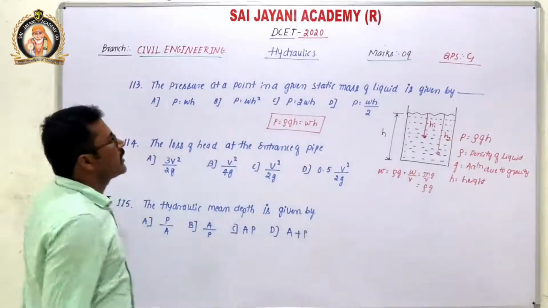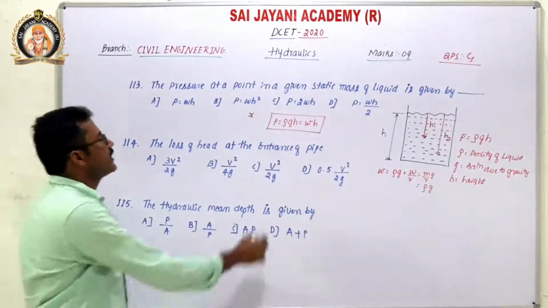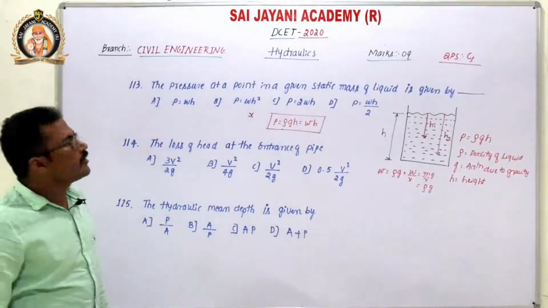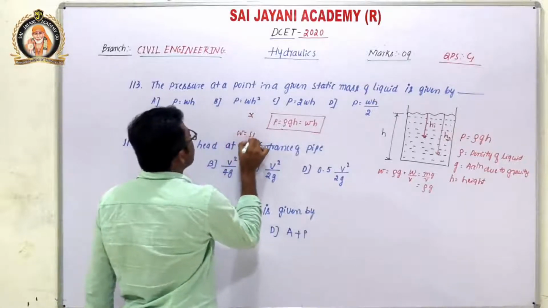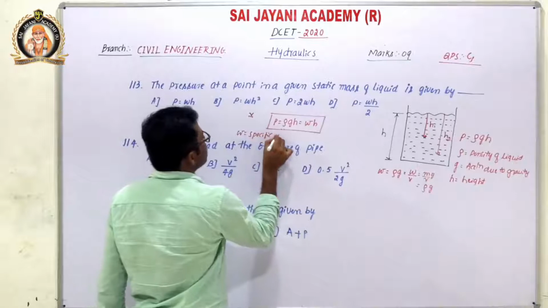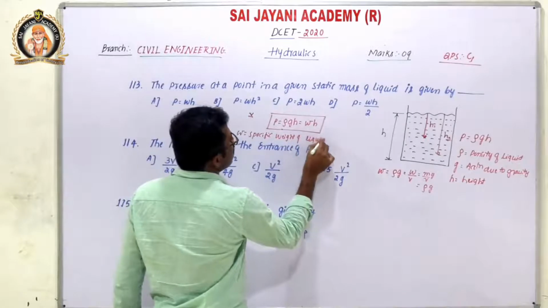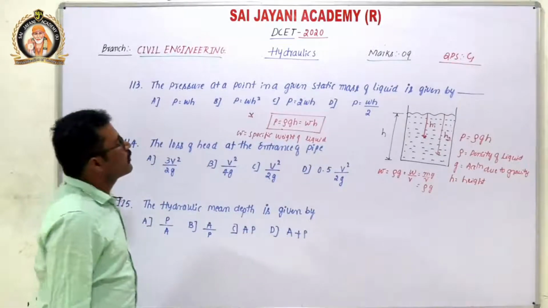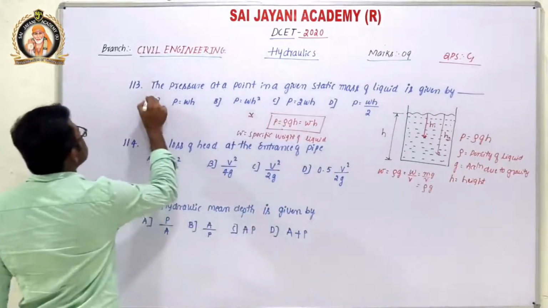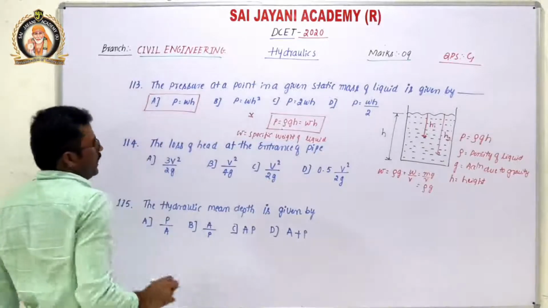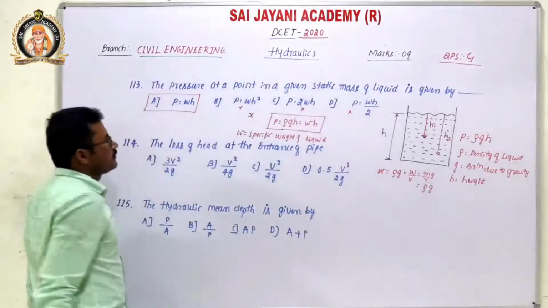So from the hydrostatic law, the pressure formula is P is equal to rho into g into h in case of density, or P is equal to W into h, where W is the specific weight of liquid, which is the product of density into g. So this is the formula. So option A is the right answer. Option B, option C, option D are not right answers.